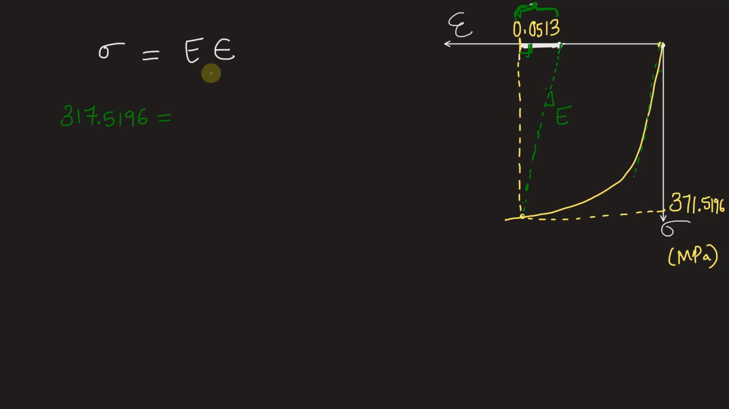371.5196 is equal to modulus of elasticity, which is given to be 200 gigapascal. So we'll convert this to megapascal because stress is also in megapascal. So E is 200 into 10 to the power 3 megapascal into the elastic strain e. Therefore, elastic strain is equal to 371.5196 divided by 200 into 10 to the power 3. This comes out to be 1.857 into 10 to the power minus 3. This is the elastic recovery.